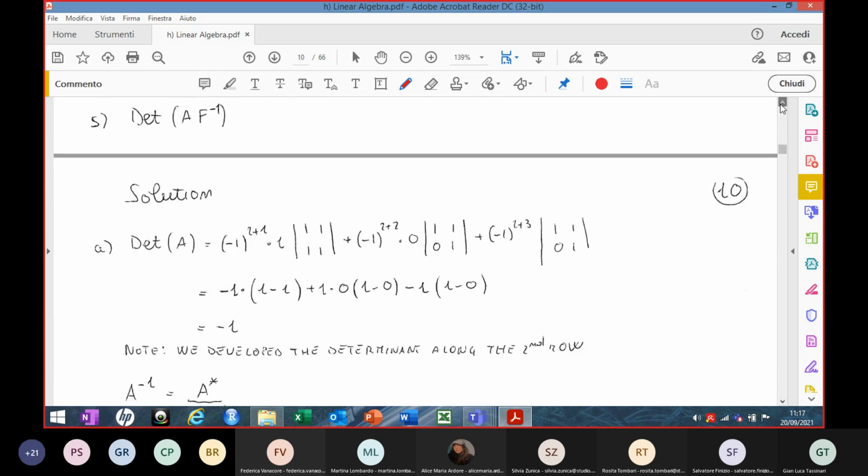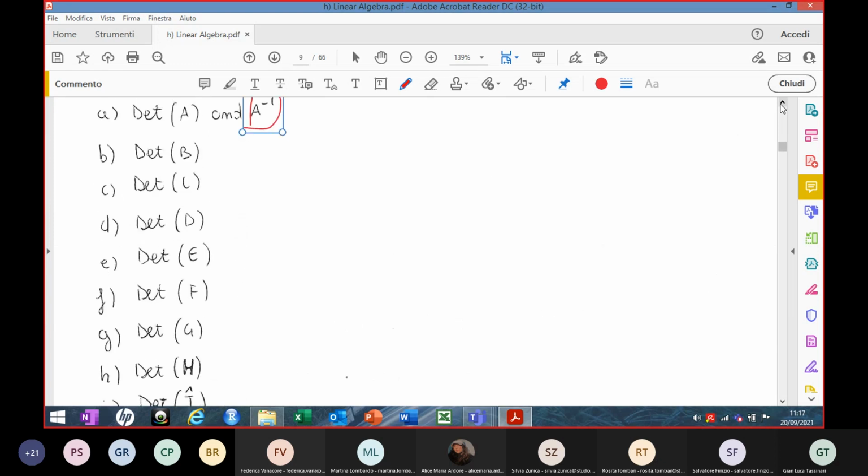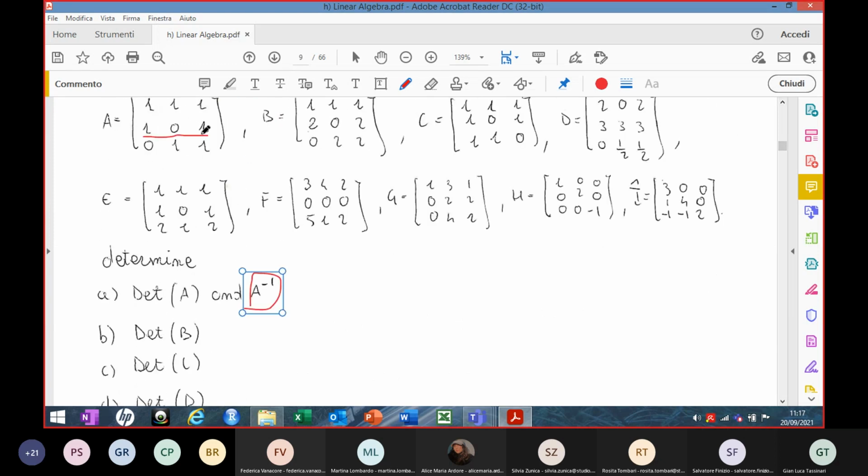Now go to the last element of the row. This element is in the position 2, 3. So you have plus -1 always to the power of the position, 2 plus 3, times the number you have here, 1, times the determinant of the matrix you get by deleting the second row and the third column. So you have 1, 0, 0, 1.